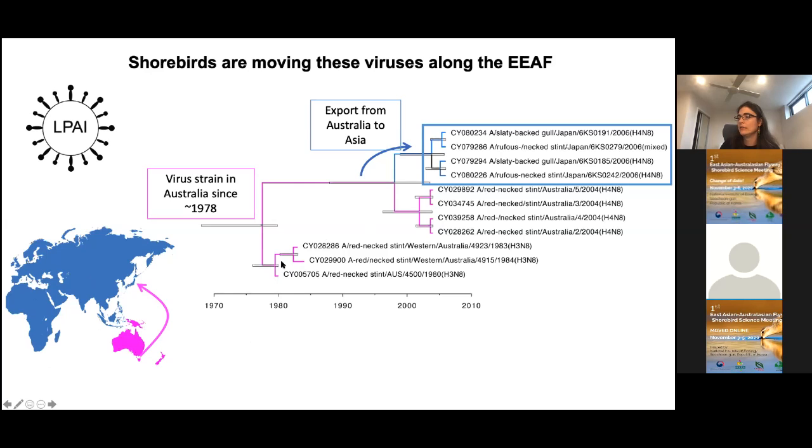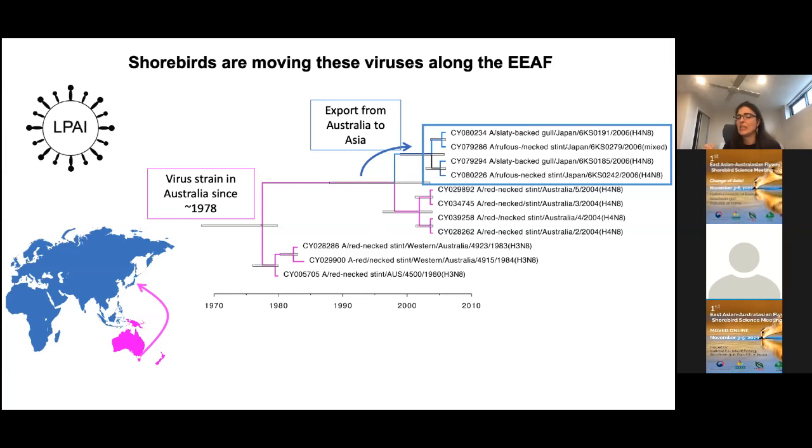So the first time this lineage was detected, it was detected in Australia in the 80s. It stayed in Australia for quite a long time, but we didn't really sample a lot of shorebirds between the 80s and the 2000s. And here we have what we call a bifurcation. So we've got a split. This lineage was detected again in Australia in stints in 2004, but also in 2006, it was detected in stints and gulls in Japan. And what this tells us is that probably through shorebirds, or more than likely through shorebirds, they moved this virus from Australia to Japan.